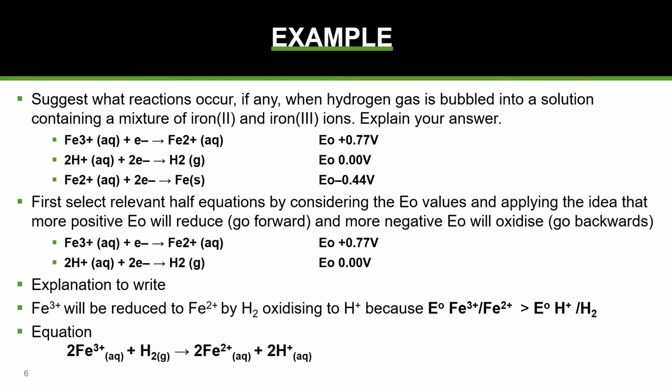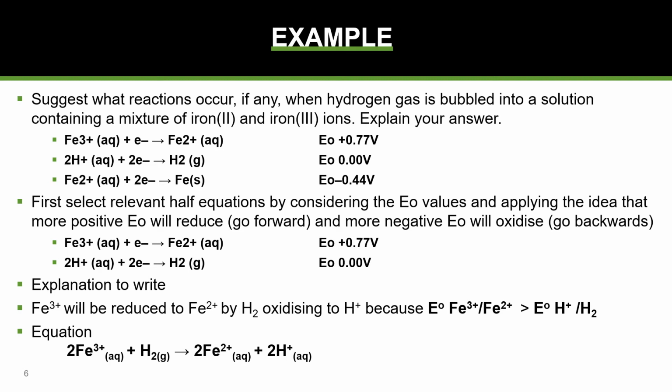In this new example, we need to determine if hydrogen reacts with a mixture of iron 2 and iron 3 ions. We have 3 equations. The question is asking us about bubbling hydrogen, so hydrogen should appear on the left of the equation. That means that the second equation must be flipped, and we cannot use the third equation because it's negative.